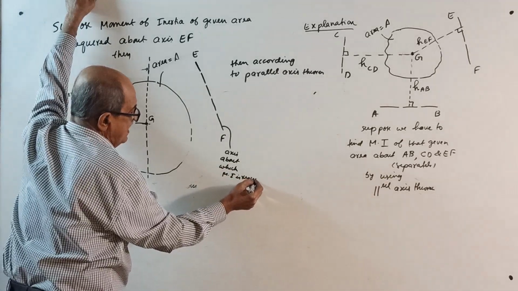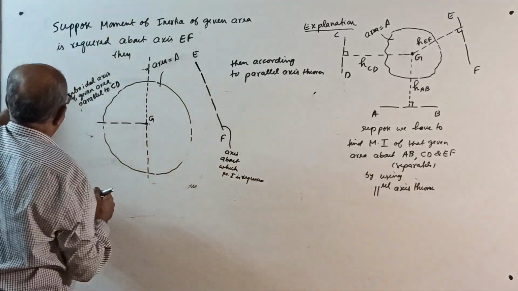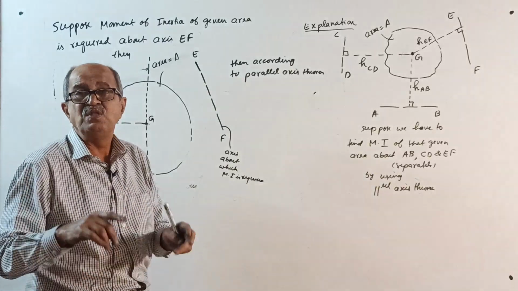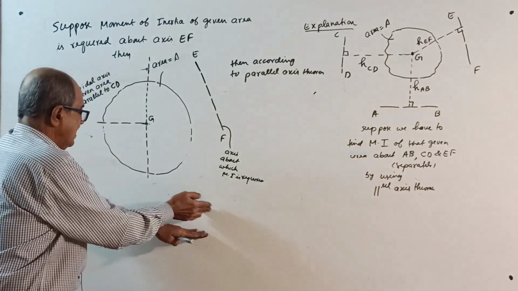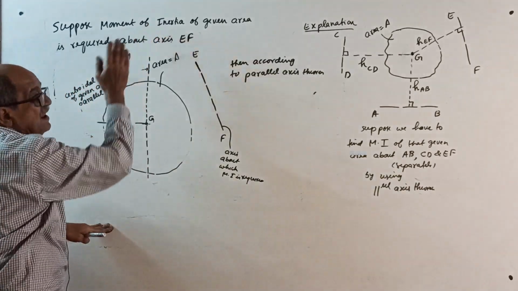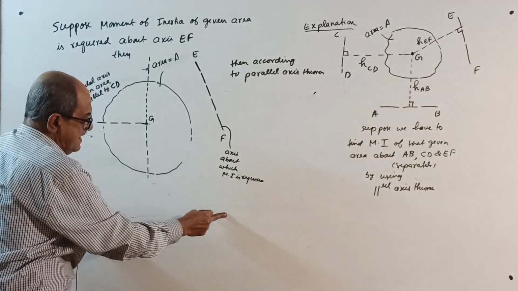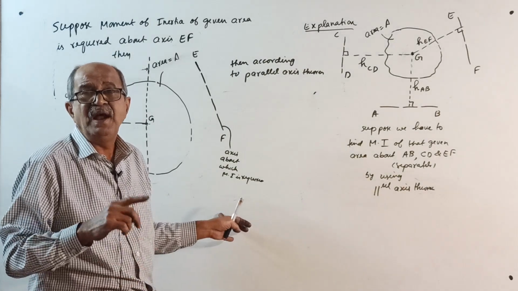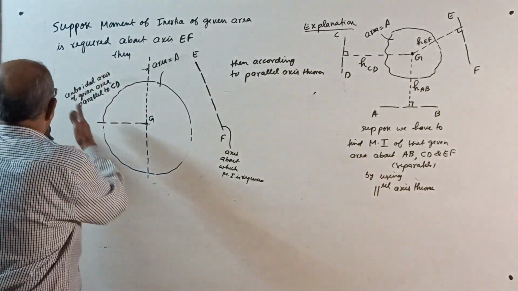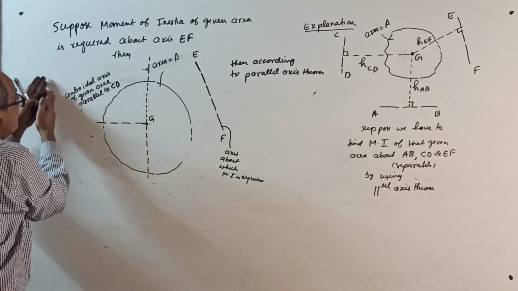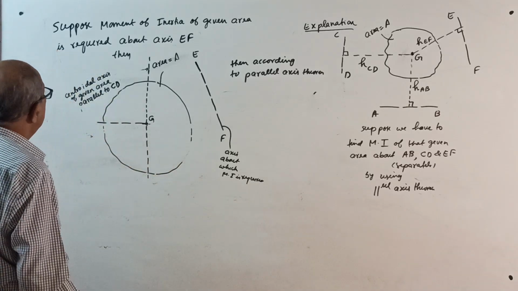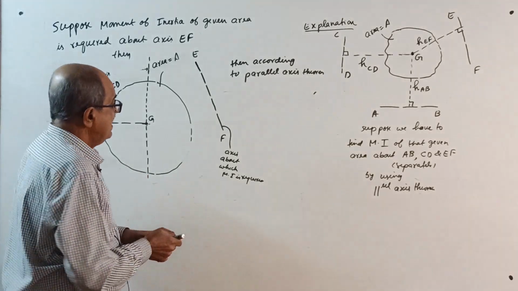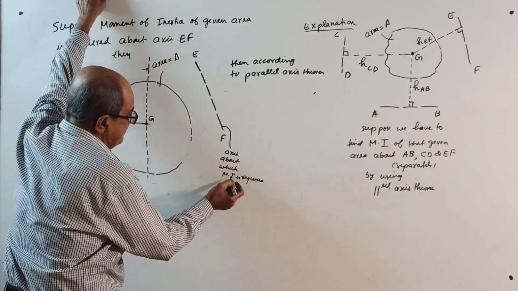If I have not written earlier, you write it now, I forgot. When I wrote AB here, you add one more statement there. When I explained AB, you write there: axis about which moment of inertia is required using parallel axis theorem. When I wrote CD, right here, axis about which moment of inertia is required using parallel axis theorem. Now write the axis about which moment of inertia is required.